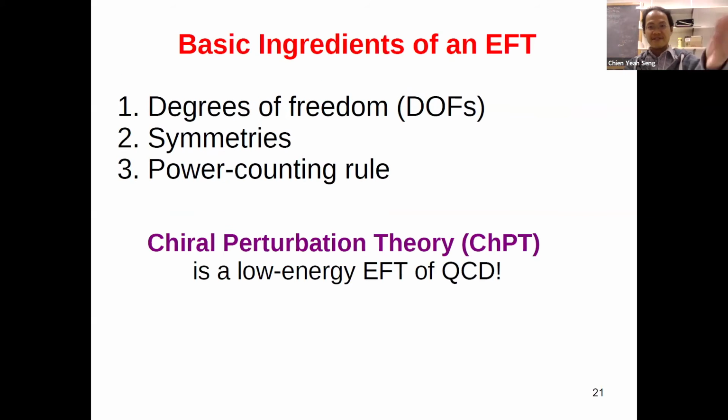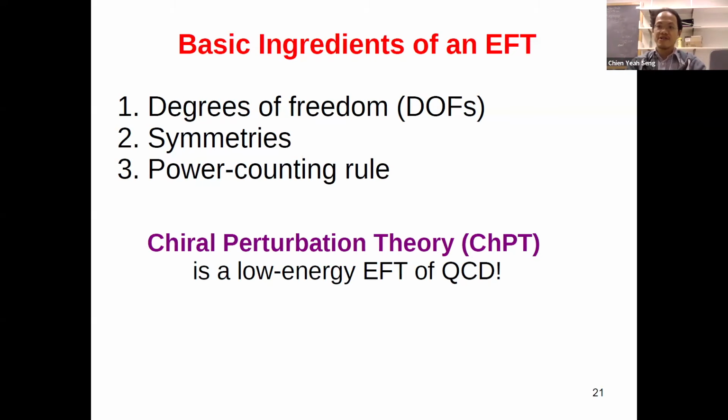Therefore, let me summarize the basic ingredients of an effective field theory. First, you need to choose the degrees of freedom that you like, and then you want to choose the symmetries of the effective field theory you want them to satisfy, and then you have to figure out the power counting rule to truncate the Lagrangian so that you only need a finite number of terms for a finite precision goal.